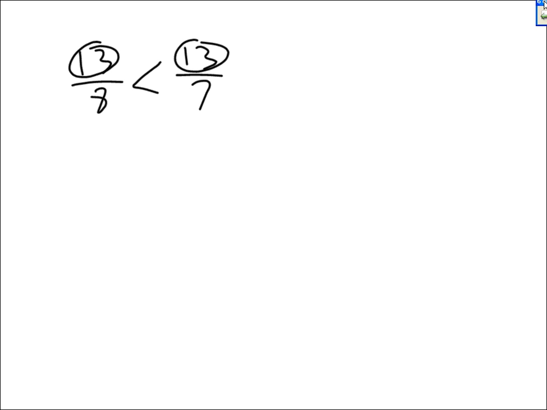The numerators are the same. The smaller fraction has the bigger denominator. So I give you 13 over 8 and 13 over 7. The one with the bigger denominator is smaller. Of course, again, this is if the numerators are equal. If they're equal, you want to split them among, or share them among, the smallest number of people to get the largest.